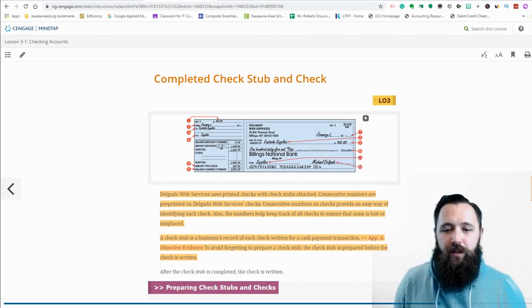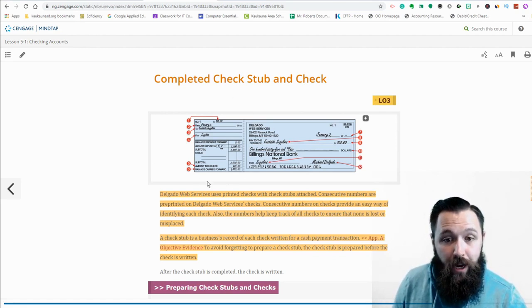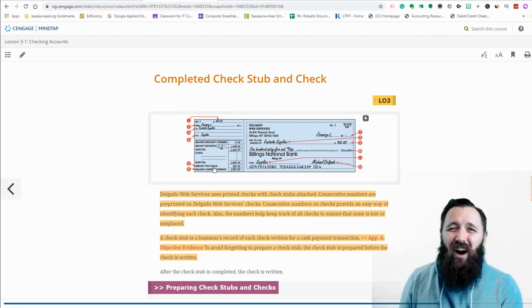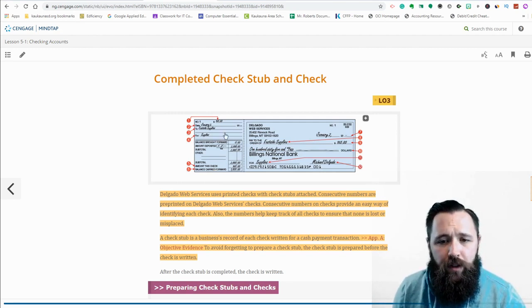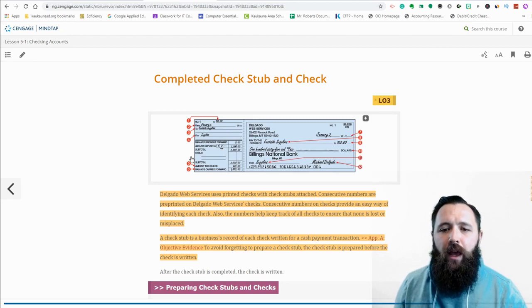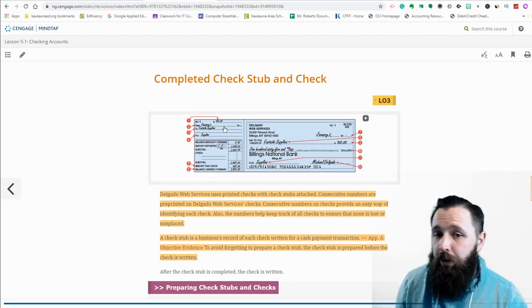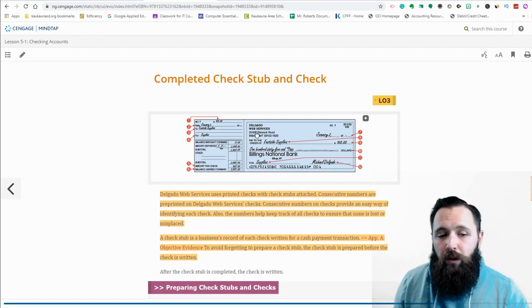So let's jump in here. It says Delgado Web Services uses printed checks with check stubs attached. Okay, here's our check stub, which is where we're going to put the information for our deposit slips. And you might be thinking, these seem like two different things. And they are two different things. They're just recorded on the same slip. You could almost think of this bottom part as just a running total of your checking account. Okay, the top is actually going to be a duplicate pretty much of the check that you're writing. So it's just all going in one little area.